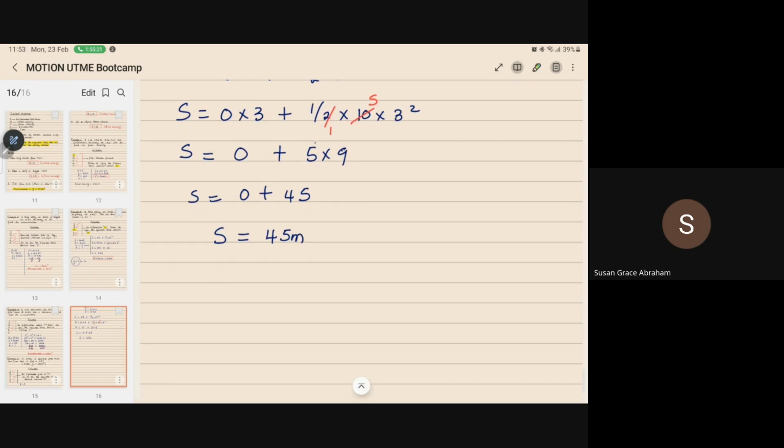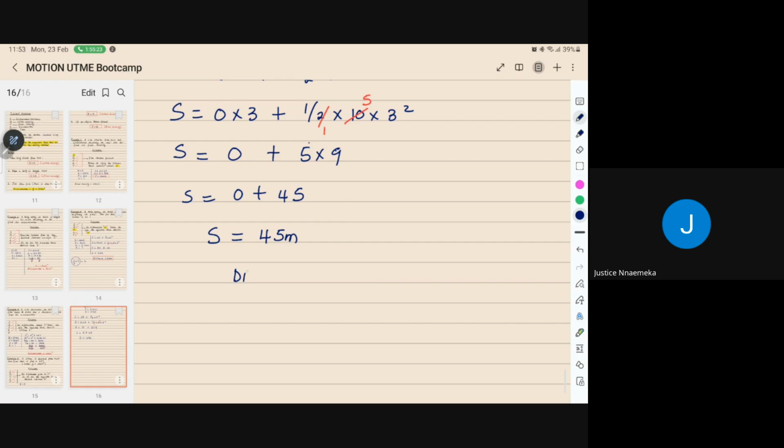So the distance. Did you include the 3? The 3, I didn't include which one? Time, 3 for time. Yeah, I did. 3 squared is 3 times 3, which is 9. I understand that 0 times 3 is 0. Yeah, 0, exactly. So the distance is equal to 45 meters.